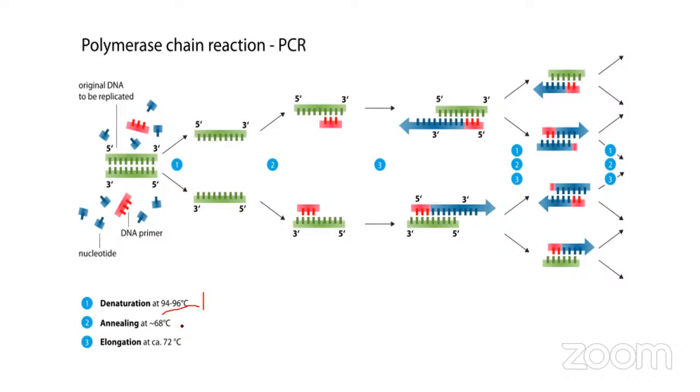72 degrees centigrade. So let's look at what denaturing means, what annealing means, and what elongation means. So who knows what the components of a PCR reaction are? What are the reagents you put together to start a PCR reaction? Who has an idea?